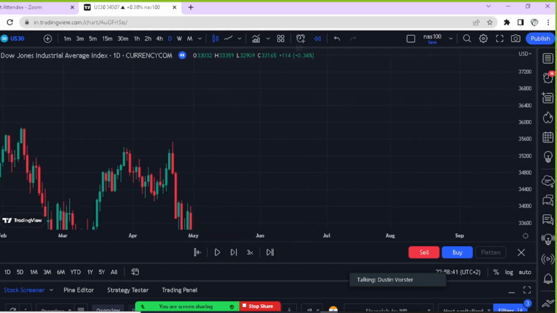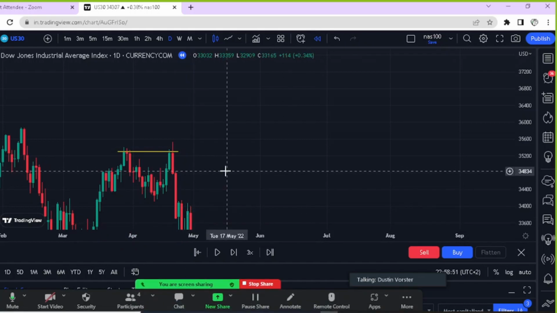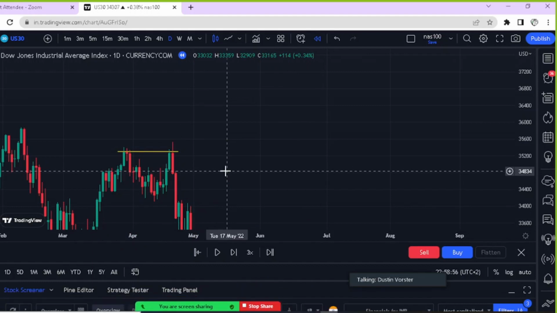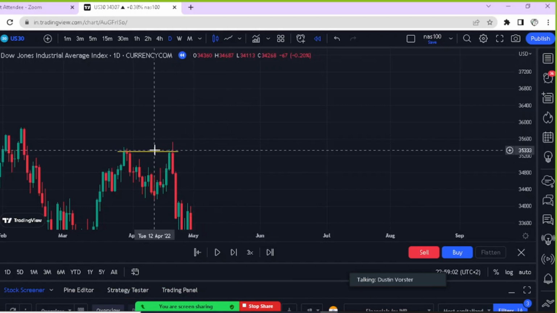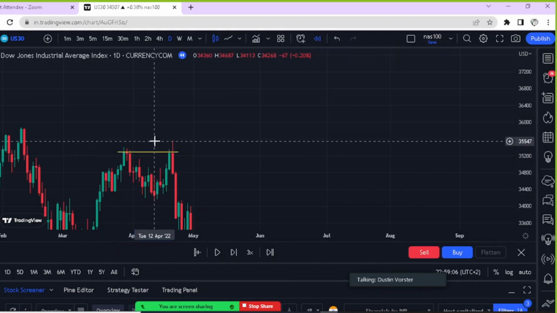US30 loves, and this is where I think it entices a lot of retail traders. And I have nothing bad to say about retail. This is just my methodology, and the way I trade is with smart money. But I know a lot of retail traders who do make money. US30 likes to respect its support and resistance. Okay, I'm going to say it.